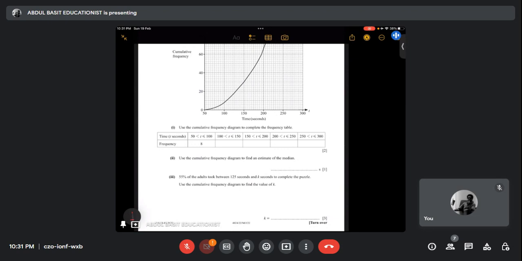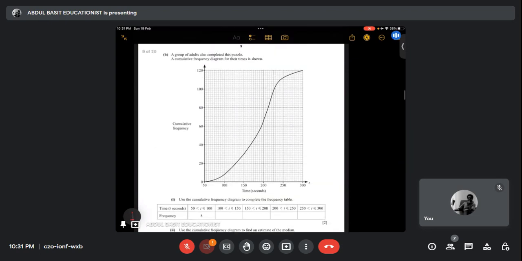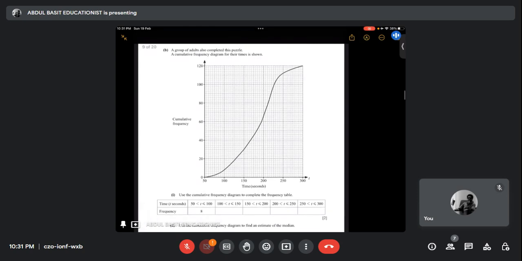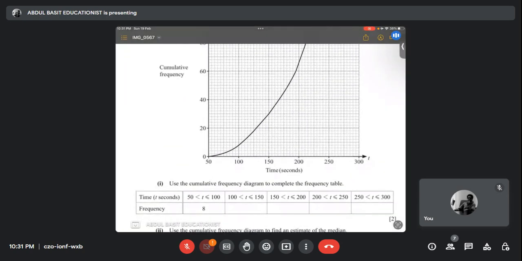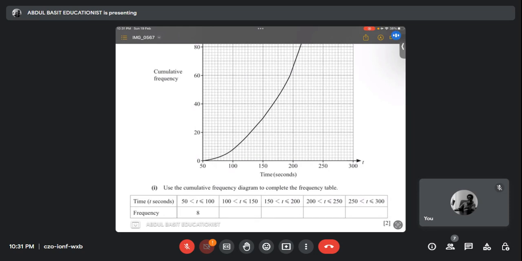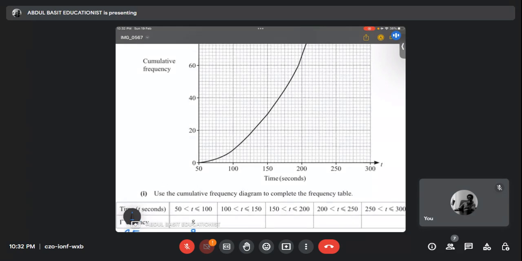Now we have the cumulative frequency. They say the group of adults also completed the puzzle, and the cumulative frequency diagram is already made, but the frequency is not available. So let's see how we can find this. Reading the table, I can easily get the cumulative frequency. The first one is always 8. Agree? And we can see that already 100 is touching 8. Yes or no?